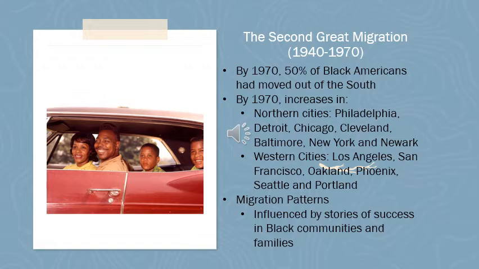The increases in population were most dramatic in northern cities like Philadelphia, Detroit, Chicago, Cleveland, Baltimore, New York, and Newark, New Jersey, and in western cities like Los Angeles, San Francisco, Oakland, Phoenix, Seattle, and Portland. There were various migratory patterns that connected specific southern states and cities to comparable regions in the North and West.